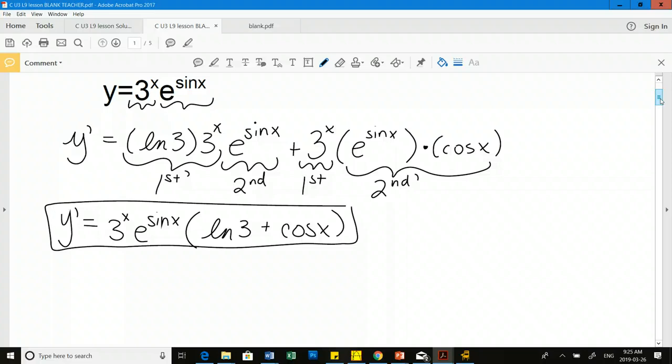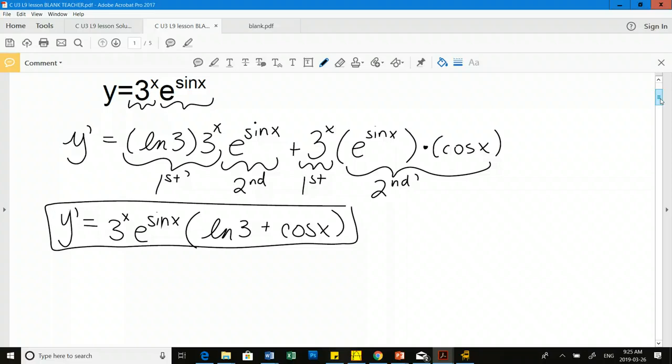Any questions on that one? Zainab? Yep. Anytime you're taking the derivative of e to some exponent, you will get that back, and then you must multiply by the derivative of the exponent. Okay?